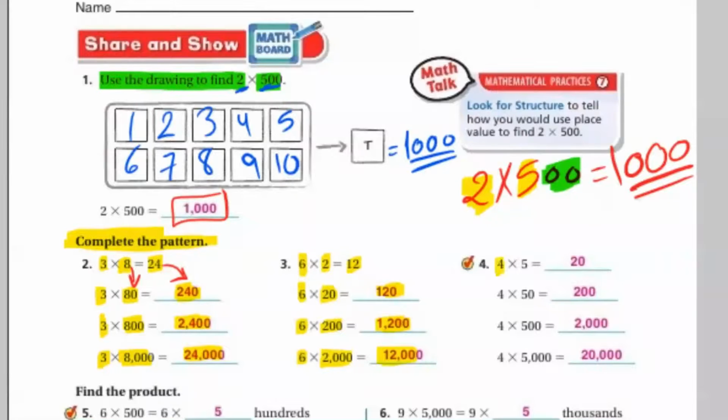Number 4, we have 4 multiplied by 5 equals 20. 4 multiplied by 50 equals 200. 4 multiplied by 500 equals 2000. 4 multiplied by 5000 equals 20,000. Okay, let's move to the next one.